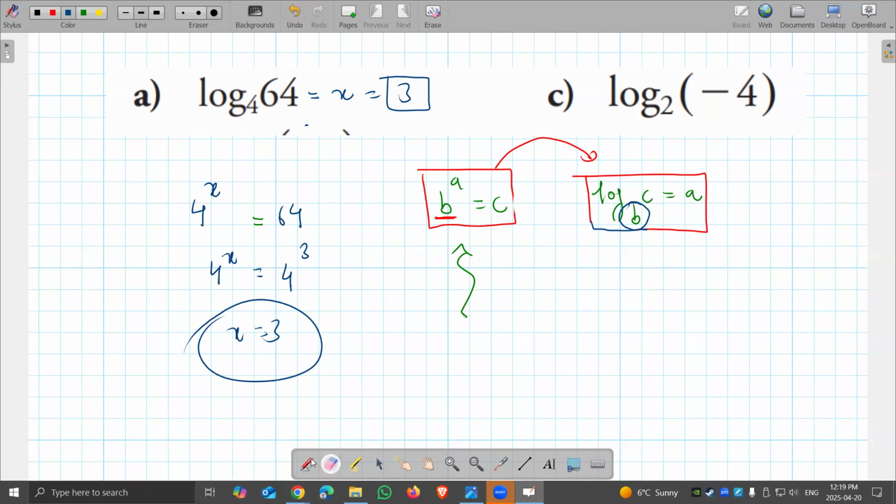Let's set up the second one. How would you set up the second one there? What power, what equals what, for the next question there? You can set it equal to x. 2 to the power of x equals -4.